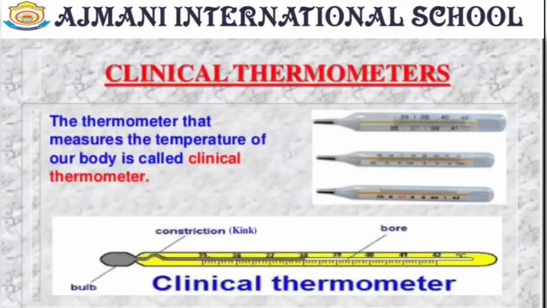What are clinical thermometers? These thermometers are basically used to measure the temperature of a body. Nowadays they are not much used because they are fragile, and spilling of the mercury which is present inside it may lead to users' death as well.